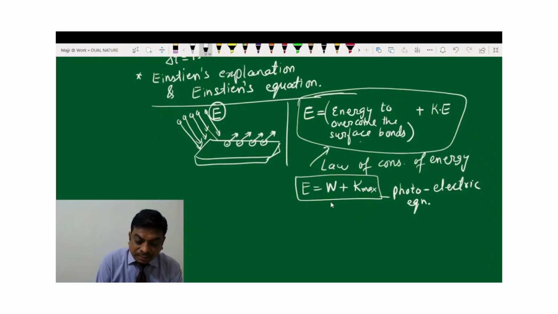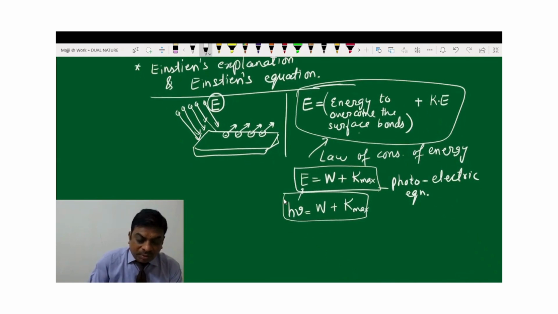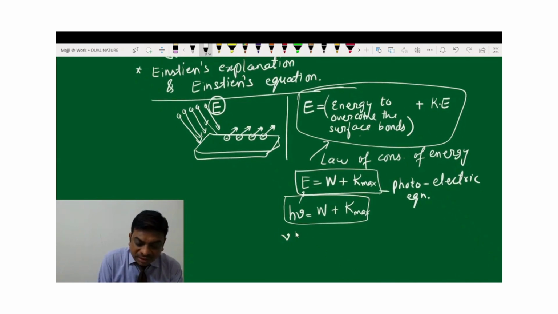Okay, students? Now suppose we replace this with the frequency, in terms of frequency of the incident photons. Then you can write like this. Now imagine we are decreasing the frequency of the incident light. Then what will happen? The energy of every single photon will reduce. So automatically the energy acquired by every single electron will reduce.